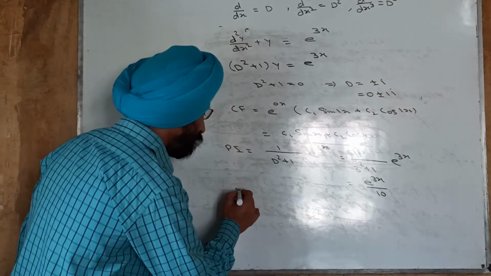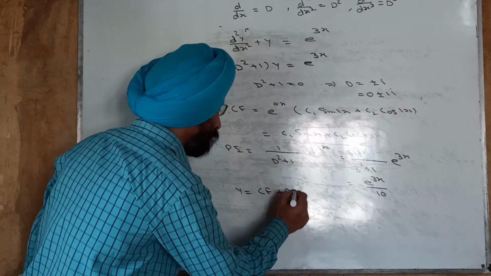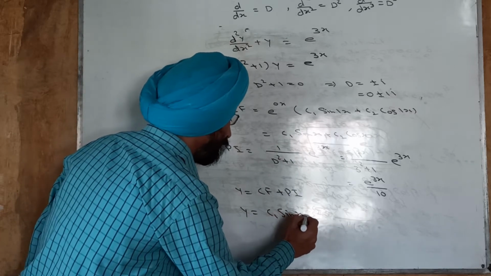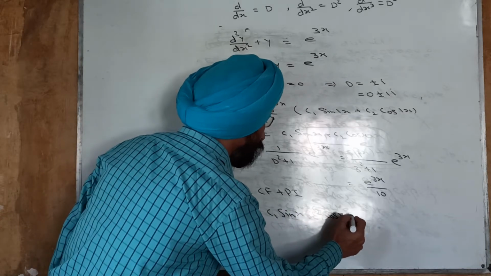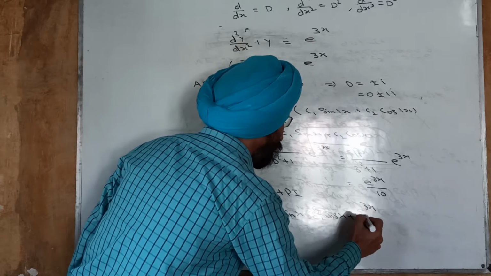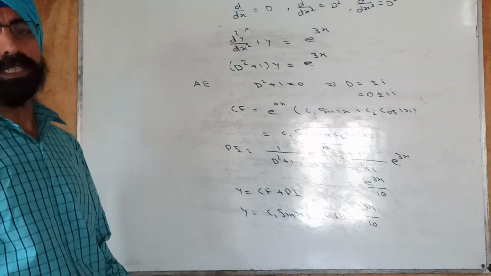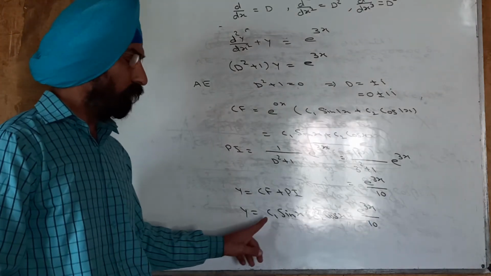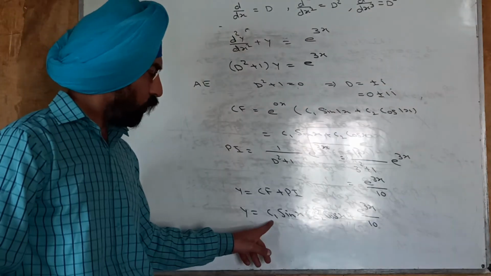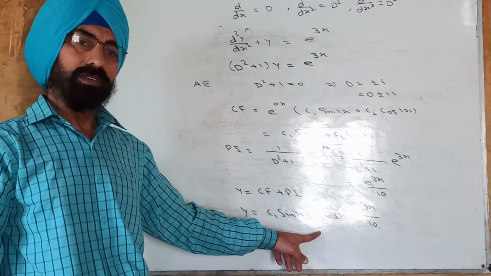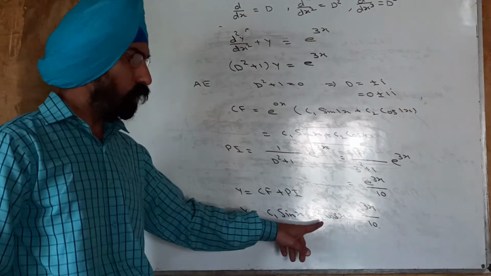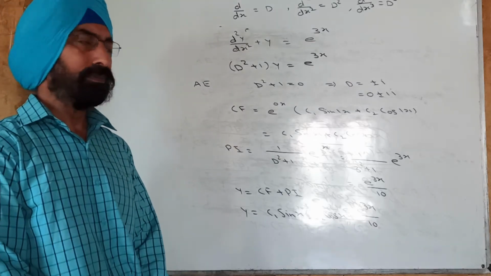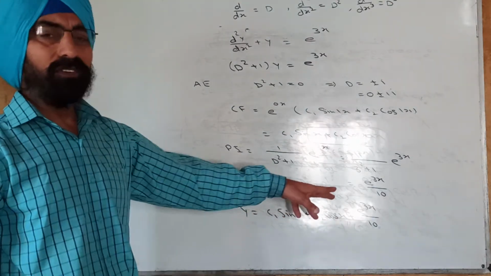Now the complete solution is y = CF + PI. That means y = C1 sin x + C2 cos x + e^(3x)/10, where the first two terms were your CF. This is the complete solution. And further, if two boundary conditions are given, then by substituting the values of x and y from the boundary conditions, we will get two linear equations in C1 and C2, from where we can yield the values of C1 and C2. Substituting the values of C1 and C2, we will get the final solution of this differential equation. This is the case when f(a) was not 0.